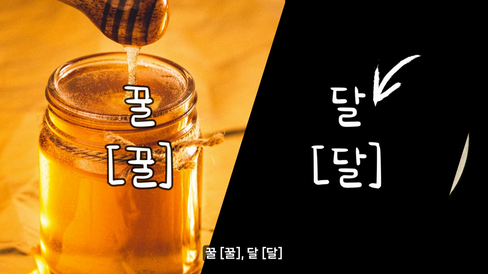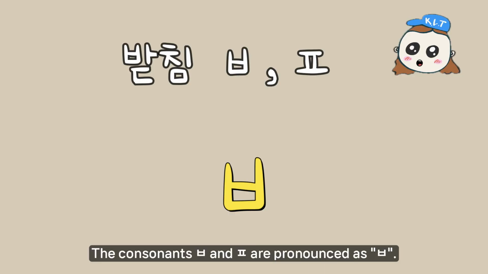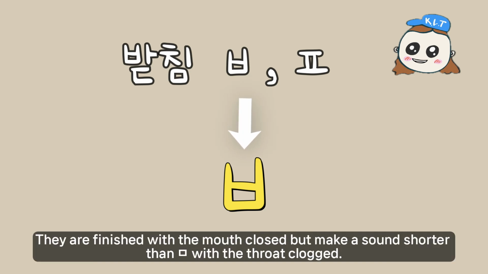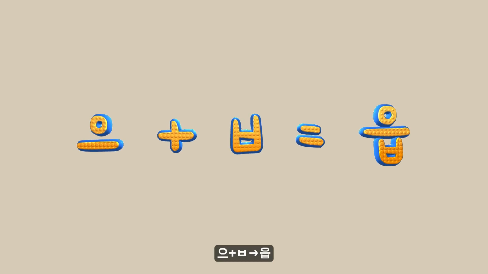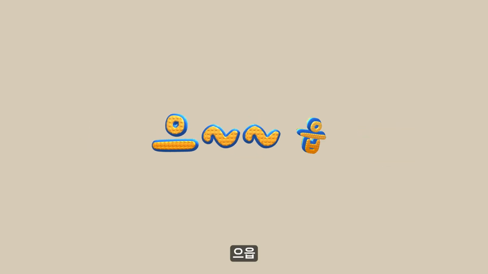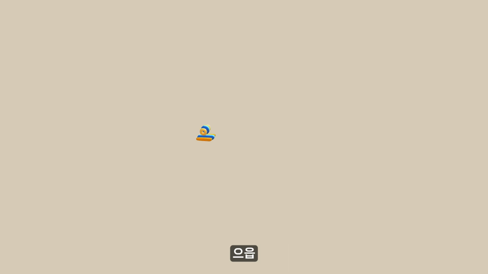The consonants 비읍 and 피읍 are pronounced as 비읍. They are finished with the mouth closed, but make a sound shorter than 미음. Let's practice 비읍. 읍, 읍, 읍.